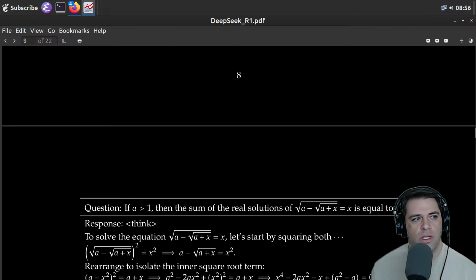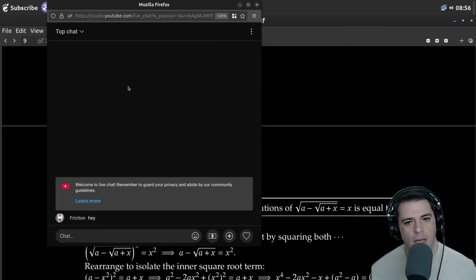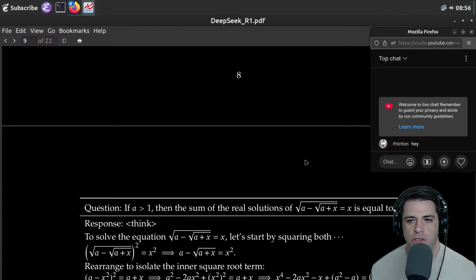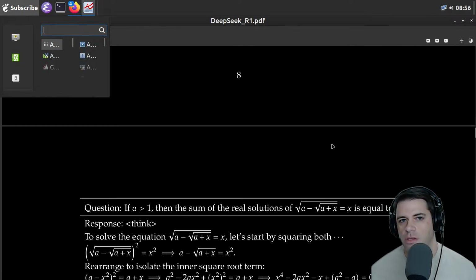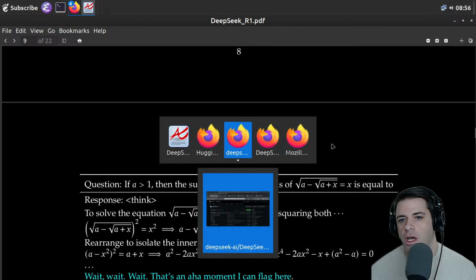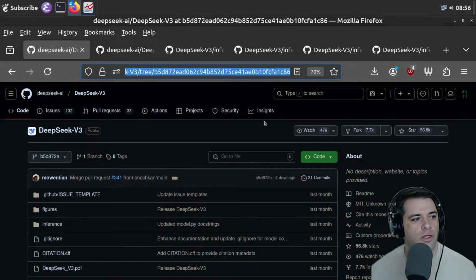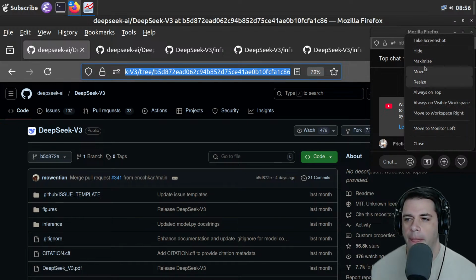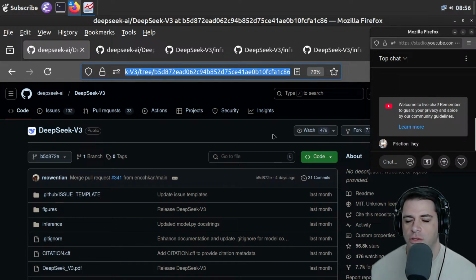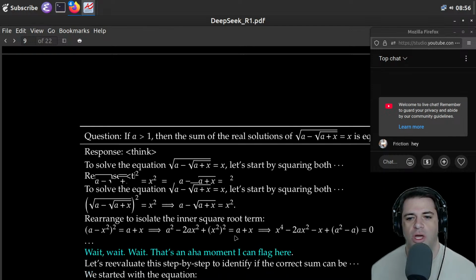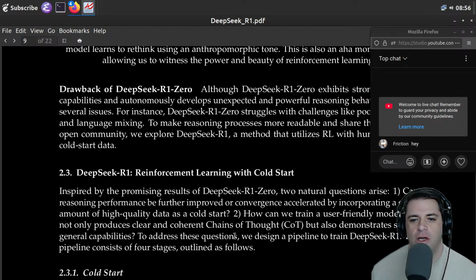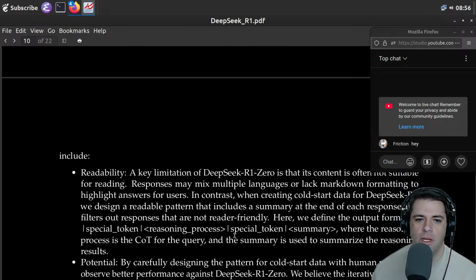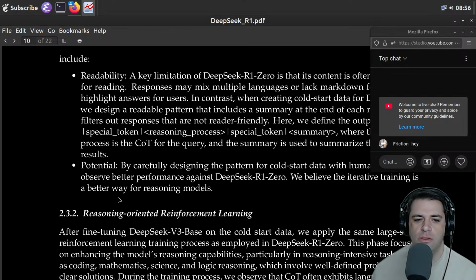multiple languages. It produces multiple languages, presumably like English and Chinese mixed. I know a lot of their training examples are in Chinese because they show that in some of the appendixes. But there may also be other languages, and they don't like having it go back and forth because that's confusing to the reader. So those are the main things that they talk about. Yeah, readability and potential. Okay, great.